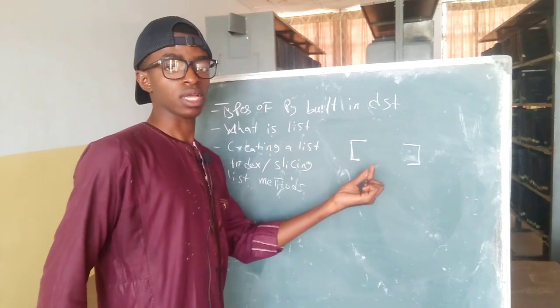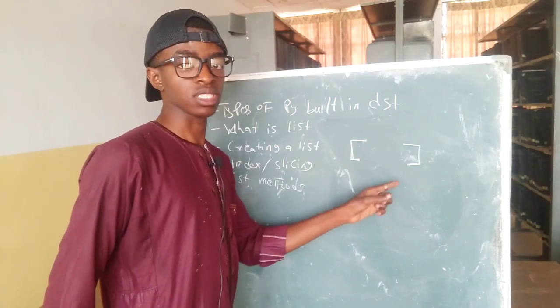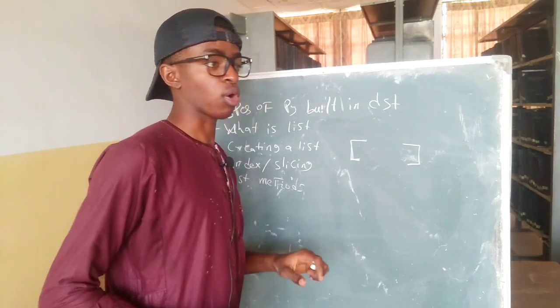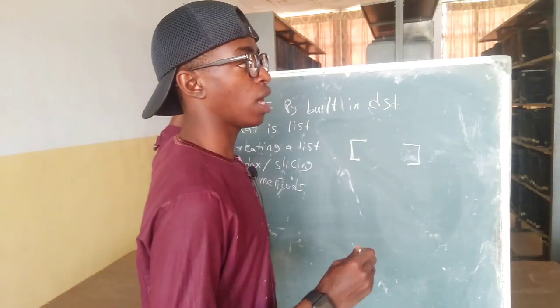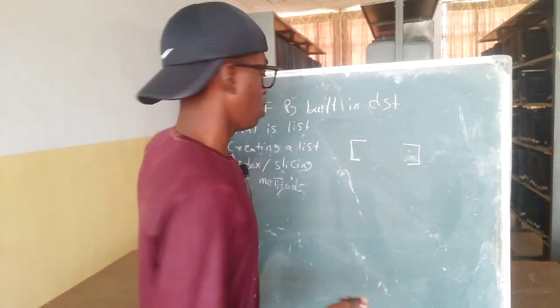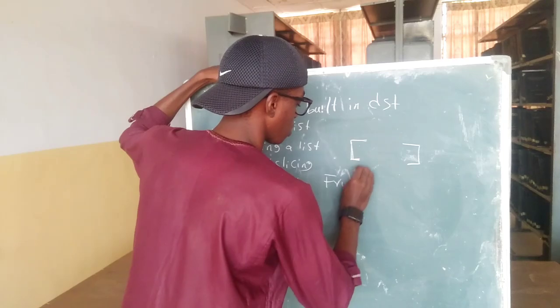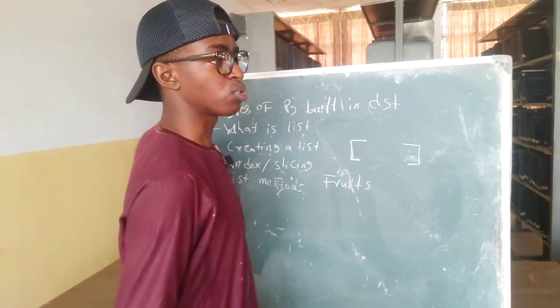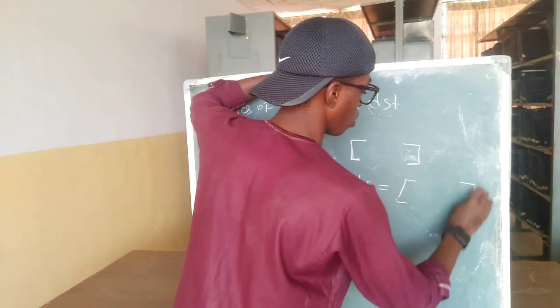This is the square bracket. When you use this square bracket, you put items inside. So if it is in my computer, this is how I'm going to do it. First thing, I'm going to give my data structure a name. Let's say I'm going to store the list of a fruit. Then I'm going to call it fruit, then an equal sign, then I will put this square bracket.